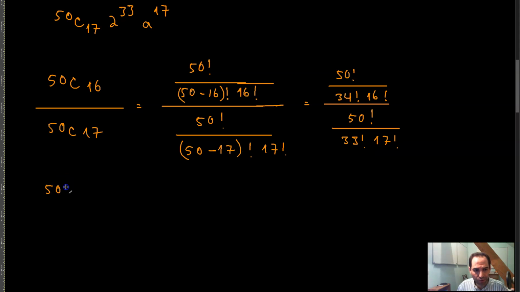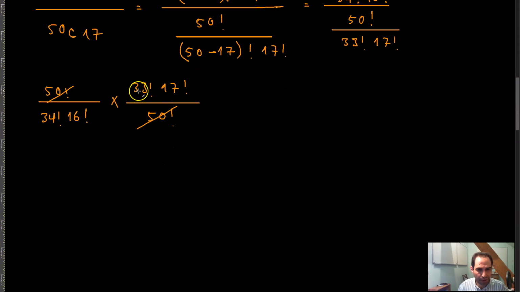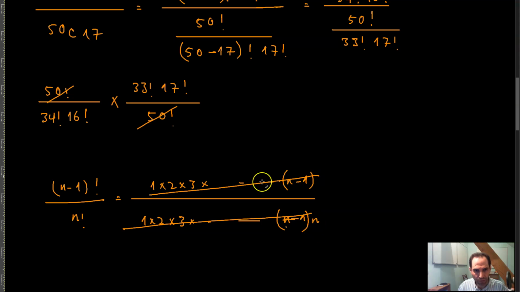And that's the same thing as 50 factorial divided by 34 factorial times 16 factorial times the reciprocal of this, which is 33 factorial, 17 factorial, over 50 factorial. These two 50 factorials you can cancel out. Now 33 factorial by 34 factorial is the same thing as, you can think of that as, n minus 1 factorial over n factorial, right? If you take 34 as n, then this becomes n minus 1, and that would be 1 times 2 times 3 all the way up to n minus 1, over 1 times 2 times 3 all the way up to n. You have an n minus 1 over here as well, so you can simplify all of these. This becomes 1 divided by n.